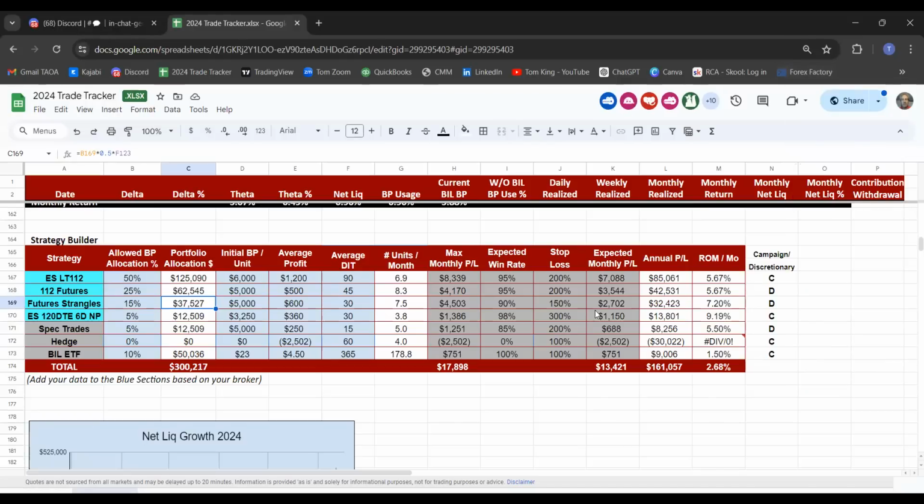But if Strangles are so great, why am I only doing 15% of my account in them? Why not more? And I think there's a couple of reasons for that. It really comes down, for me, to your risk tolerance and what your goals are. So when you're creating a trade plan, the first thing, in my opinion, is you come up with why you are trying to trade. The second piece of that is, well, what's my goal?